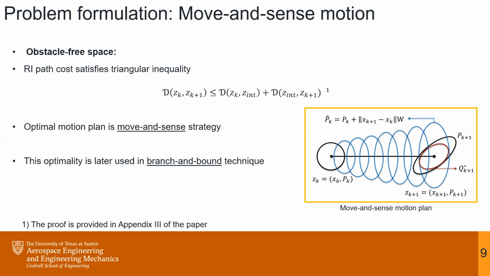We also showed RI path costs satisfy the triangular inequality, so the optimal motion plan in obstacle-free space for moving from zk to zk plus 1 is to move directly from xk to xk plus 1 without performing any sensing action before reaching xk plus 1, and performing a single measurement after reaching xk plus 1. Such a motion plan is depicted in the figure and is referred to as the move-then-sense strategy. The optimality of the move-then-sense motion plan, as I will explain later, is used to implement a branch and bound technique to increase the efficiency of the RI-RRT star algorithm.